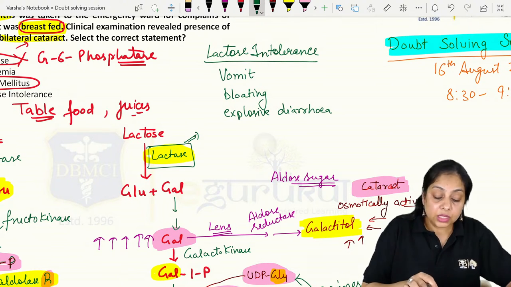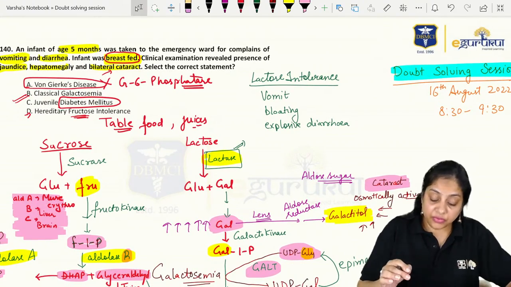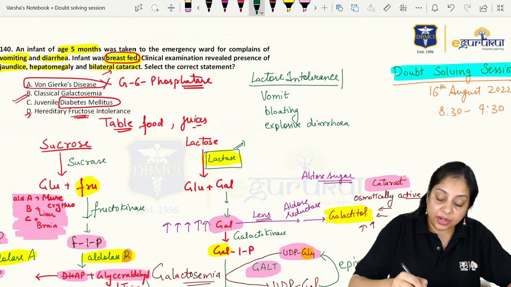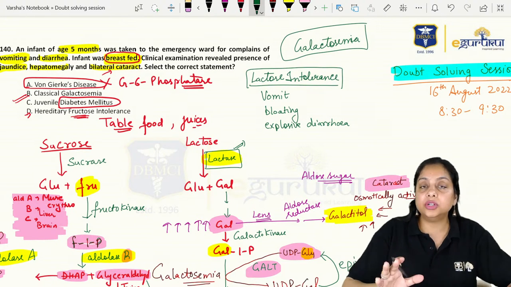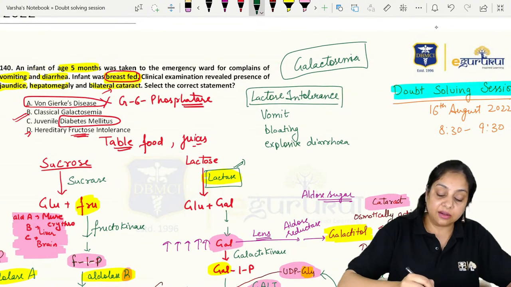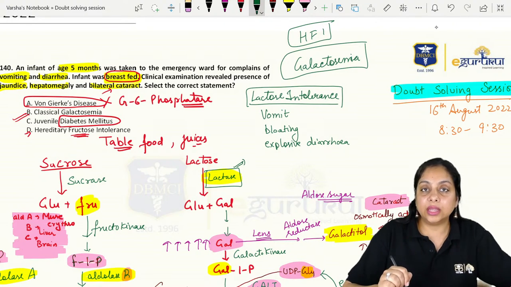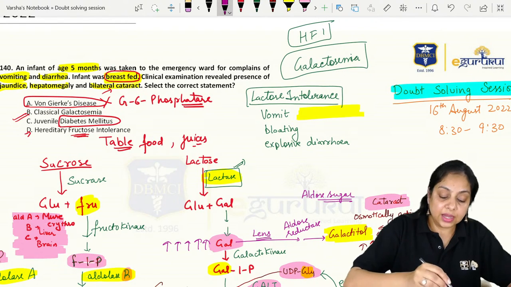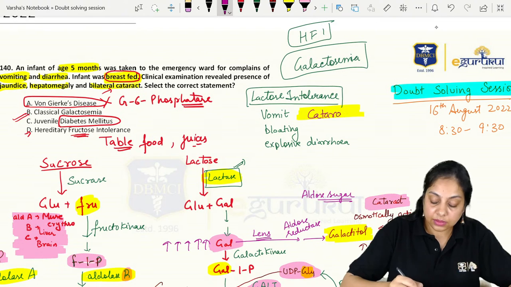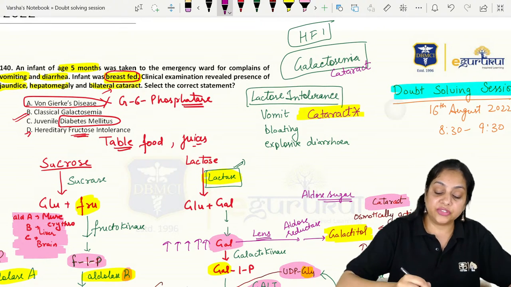So how are you going to figure out whether the patient has lactose intolerance or galactosemia? You have seen hereditary fructose intolerance and galactosemia. Most of the symptoms would be the same, the vomiting, the bloating and all those things. But in lactose intolerance, what we don't see, first of all, is the cataract. Cataract is not seen. In galactosemia, the hallmark is the cataract.